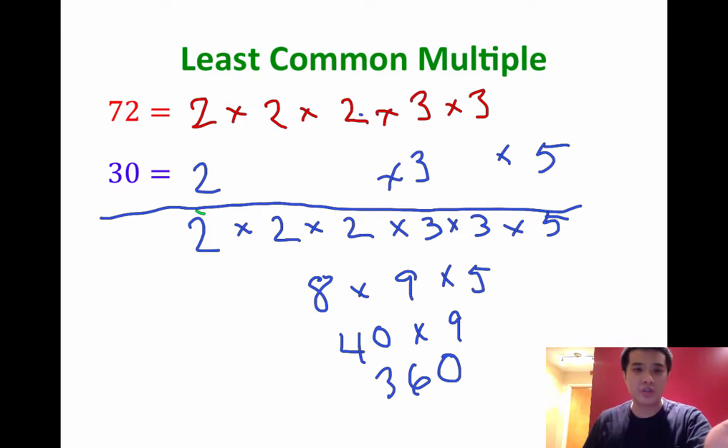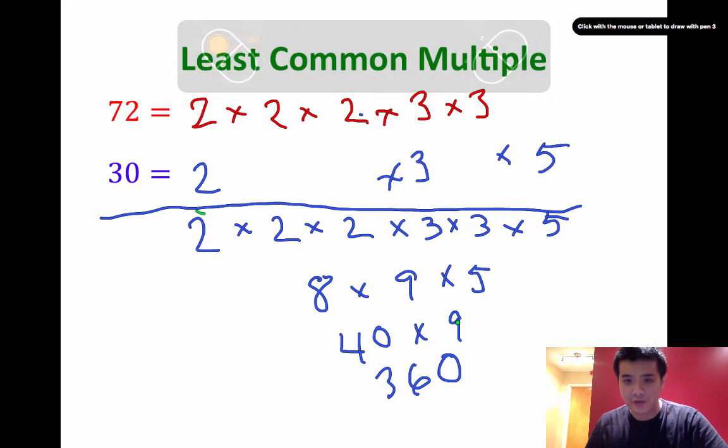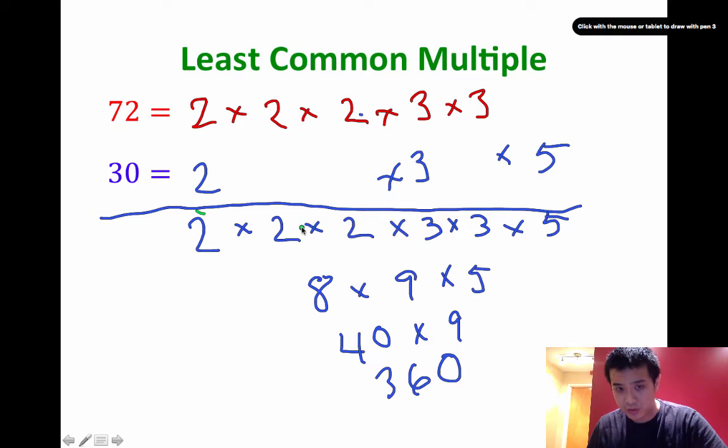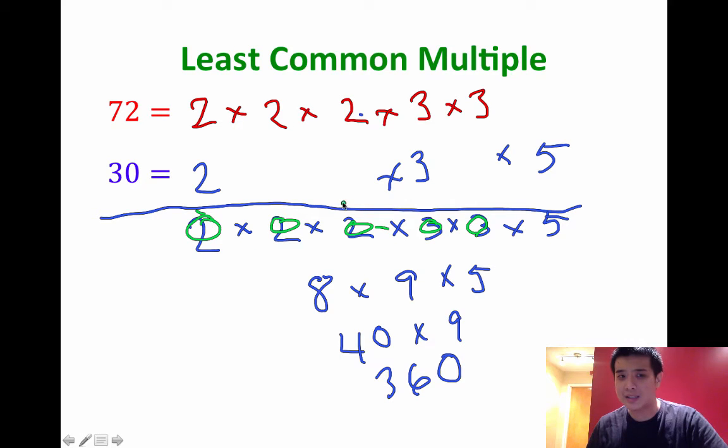Why does this make sense? We said that 72 can be represented by 2 times 2 times 2 times 3 times 3. We can find that in 360 and its prime factorization. If you take a look at the first 5 numbers here, we have 2 times 2 times 2 times 3 times 3. That's 72. We can also find 30. We use this 2, this 3, and this 5.